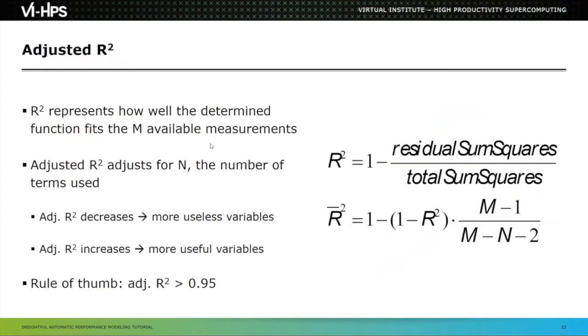Another thing that we do to find out which models are good or not is basically we use the adjusted R2 metric, this R square metric. Basically, this metric represents how well the determined function fits our training data, our available measurements that we use for modeling. So generally, the higher this R square value, the better is our model.